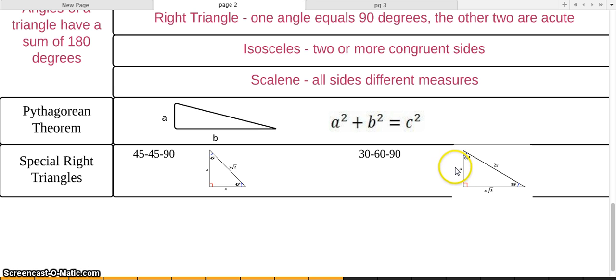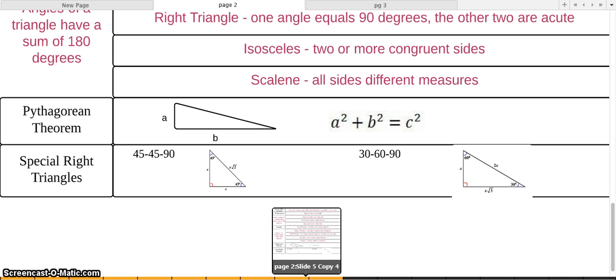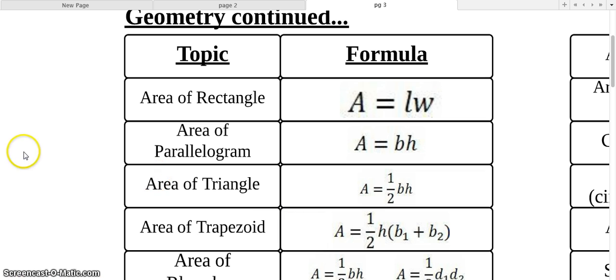If this was 3, then this would be 6, because that's 2 times 3. If this is 3, then this would be 3 square root of 3. Alright, well anyway, that is just a very brief overview. It takes at least a week or two to teach that in a geometry class. So if you weren't sure about that, then that's fine. We'll go over it later.